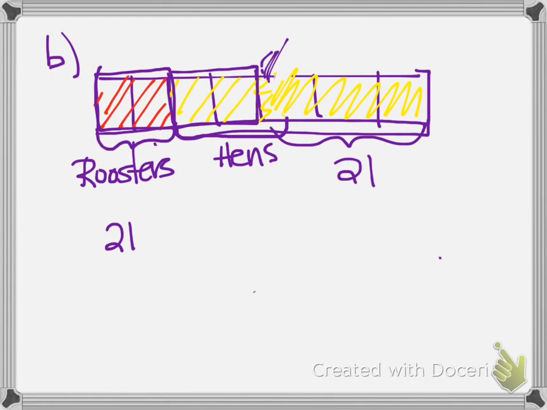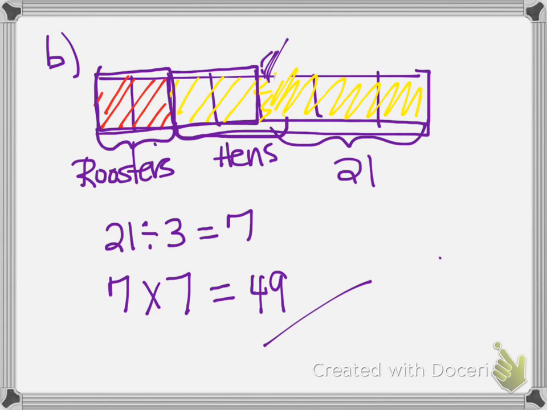So if those 3 boxes equal 21, how much does 1 box equal? Well, it equals 7. So then we have how many boxes? We have 7 boxes of 7. So that is 49. And then you would write a sentence saying there are 49 chickens in the coop. Okay? Awesome.